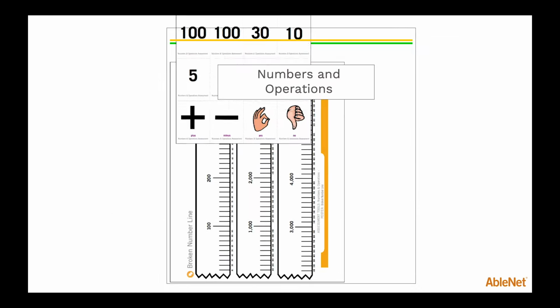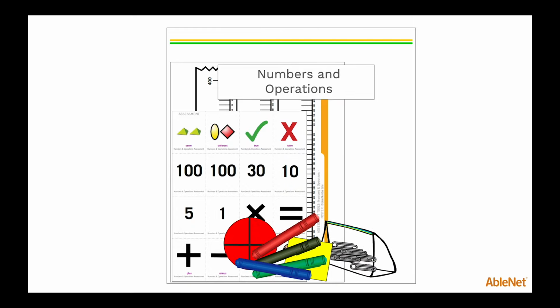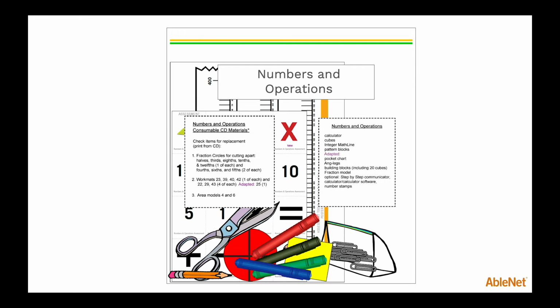Here's an example of the Numbers and Operations assessment bag. You will notice the label from the members-only content is fastened to the front, and the print materials are inside the bag along with the classroom materials.